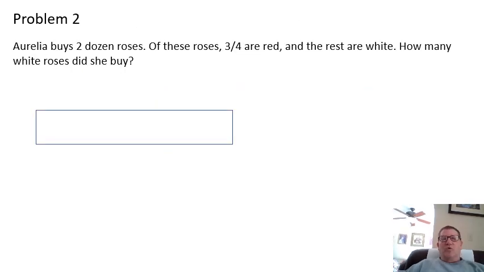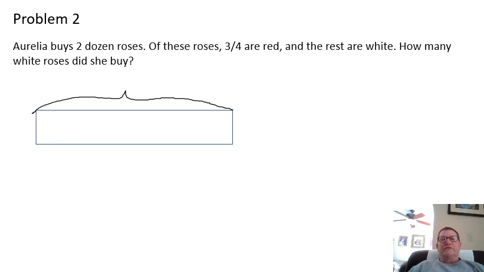Now, this one puts it in a word problem. It says, Ariel buys 2 dozen roses. Of these roses, 3/4 are red and the rest are white. How many white roses did she buy? Well, here I know it said 2 dozen, but 2 dozen isn't going to give me the number I need to work with. And I know there's 12 in a dozen, so there's going to be 24 roses in total. Now, it says that 3/4 are red, so I'm going to break this up into quarters.